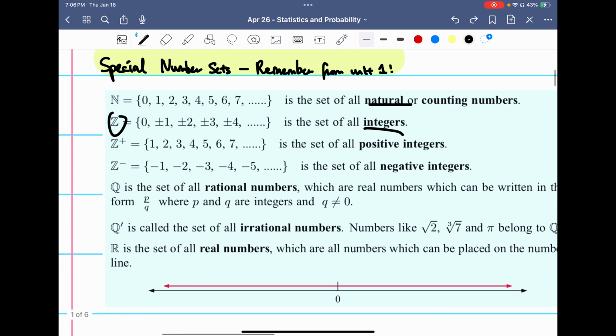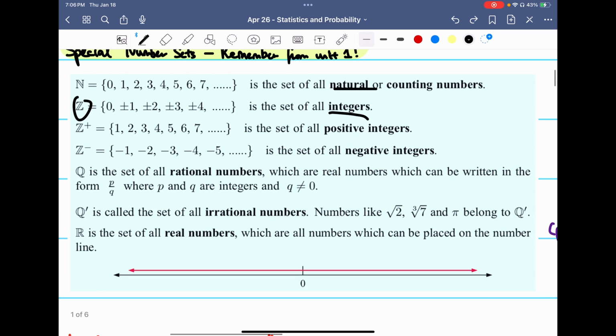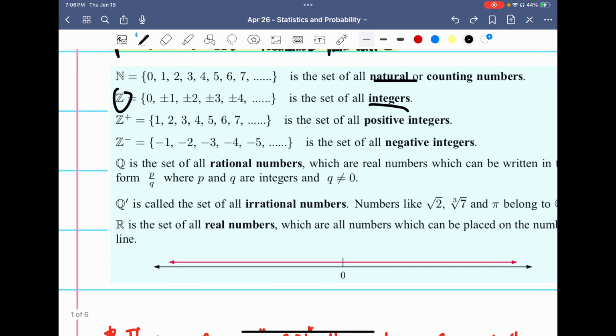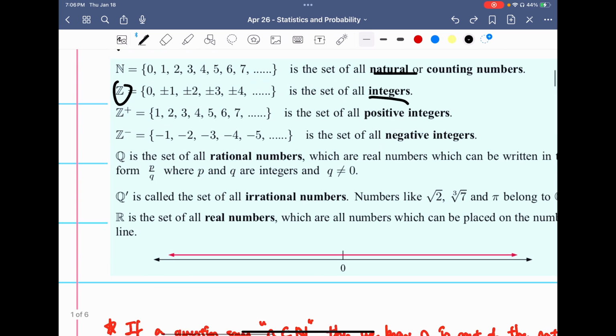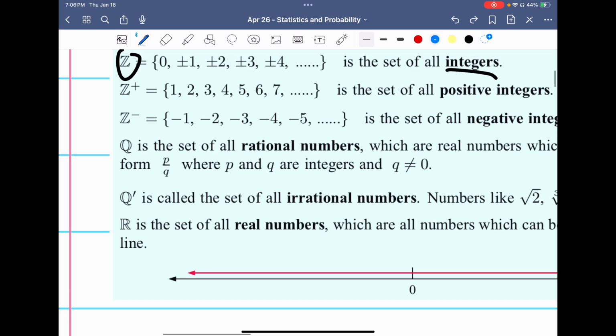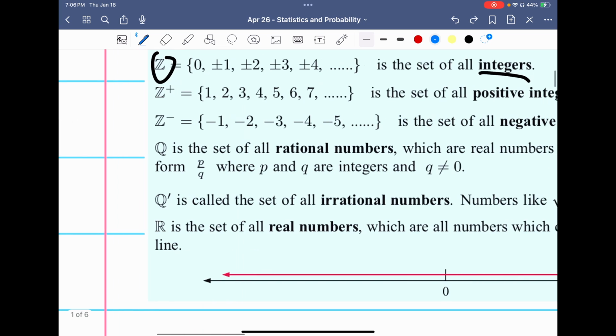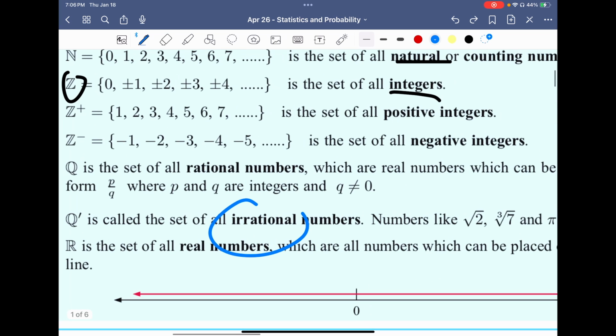Z minus, on the other hand, is negative integers, while Q is the set of all rational numbers, which are real numbers that can be written in the form of p over q, where p and q are integers. So generally, all rational numbers are denoted by Q. While Q naught, normally this is a coding term, but if you have a comma here, it means not. So Q naught is all the irrational numbers that I also introduced in the Unit 1 video.